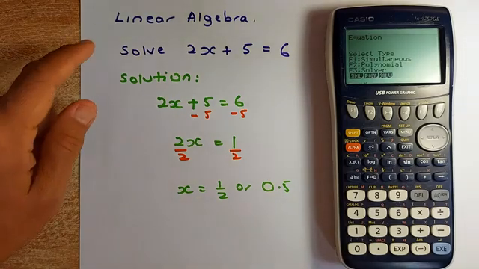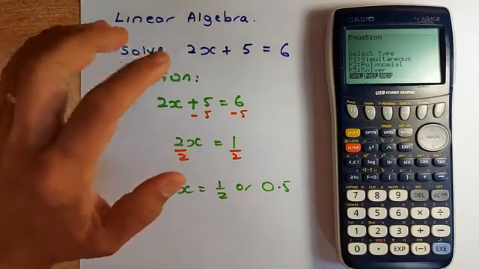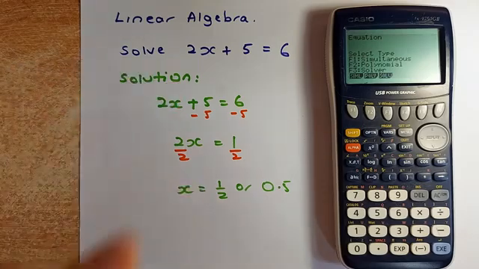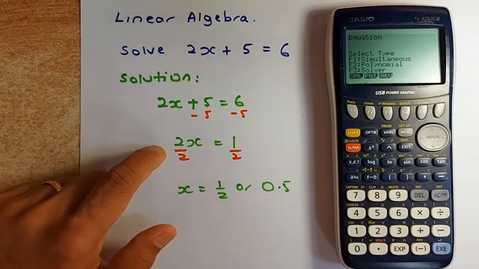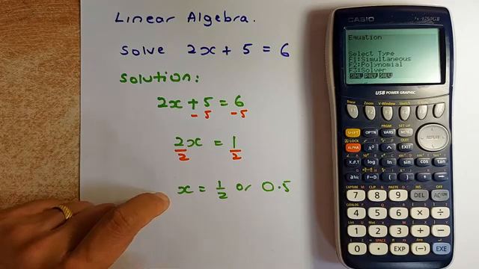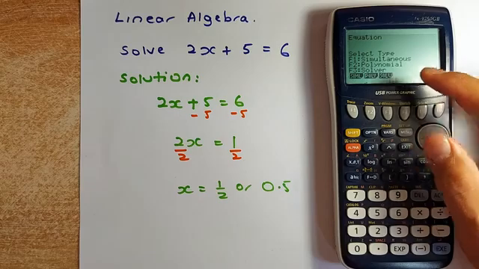The first one is called linear algebra. It means that there's no squared or cube or whatever. We are going to solve a simple equation: 2x plus 5 equal to 6. The solution is minus 5 on both sides. 2x equals 1, divide by 2, and x equals half or 0.5. The function you're going to use is solver. When you do a linear algebra, you're using solver.